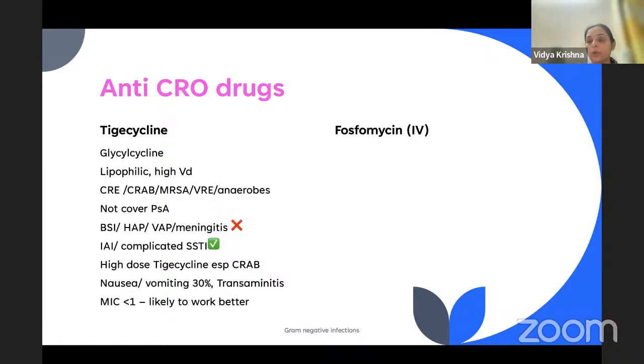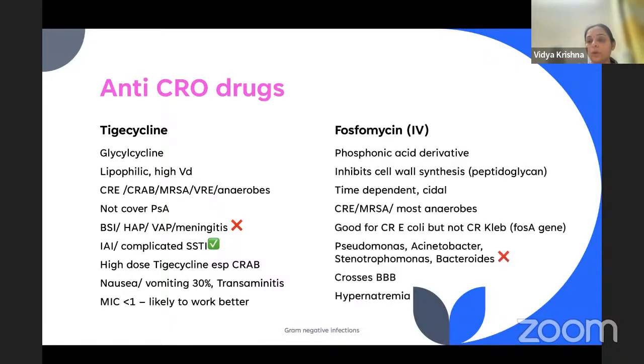for alternative agents. The other agent that we use often is fosfomycin. This again acts by inhibiting cell wall synthesis. It's again a time-dependent cidal action. Again, broad spectrum cover. It covers CRE, MRSA. Most anaerobes are covered, though some anaerobes like Bacteroides are not. It's a very good drug for CR E. coli in India.